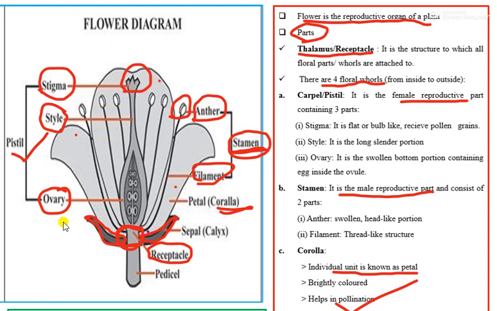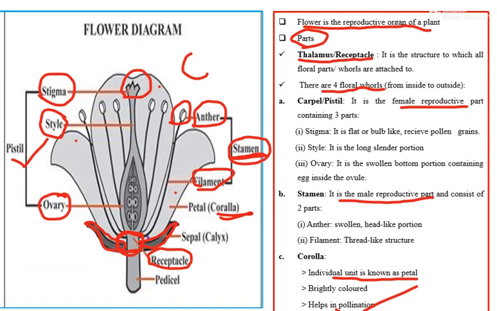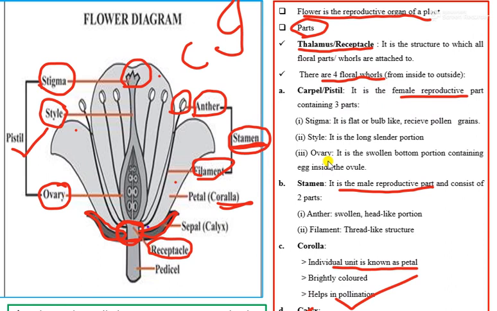Now, the flower which contain all the 4 floral whorls, that means carpel, stamen, corolla, calyx, those are known as complete flowers. But in some flowers the 4 floral whorls may not be present. In that case we term the flower as incomplete flowers. So today's discussion was about the structure of a complete flower.